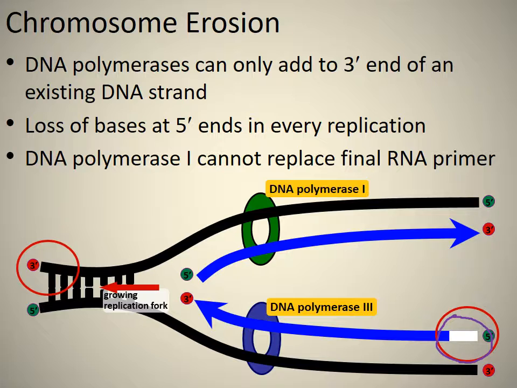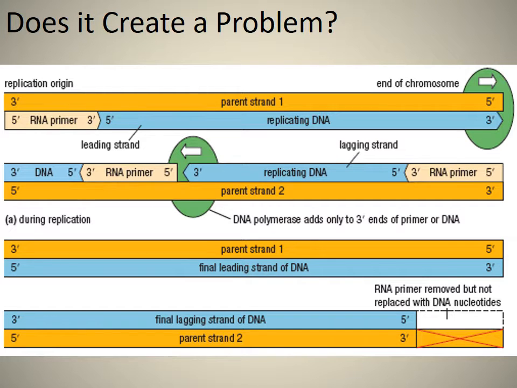And it happens at the leading strand. DNA poly 1 can't replace the final RNA primer on the leading strand here, as we see DNA poly 1 doing in the lagging strand. And this will create a problem, because after every successful DNA replication, we see a little bit of DNA shortening here, and it will create a problem, because as our cells divide, our DNA is getting shorter and shorter and shorter.